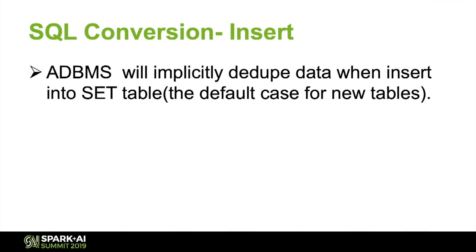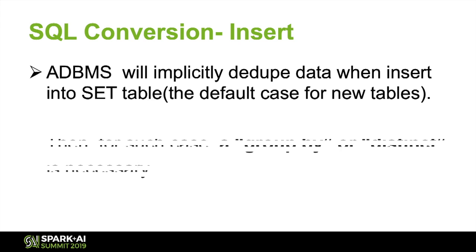The second case is insert. Insert conversion looks straightforward, but actually is not. ADBMS will implicitly remove duplicate rows for set tables, which is kind of like the set collection in Java. In that case, a group by or distinct has to be added to the insert query.